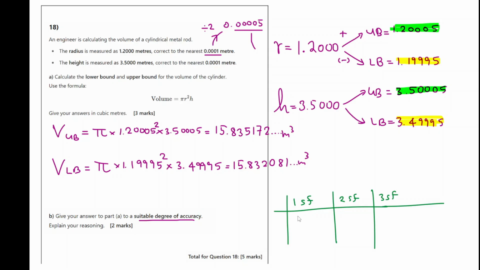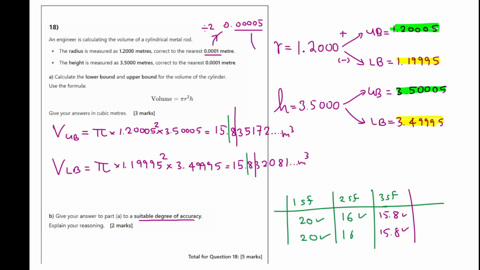Let's see. 15.8 to one significant figure is 20. 15.83 to one significant figure, that's also 20. So they both agree. Let's do two significant figures. That's 16. That is also 16. So they both agree. No problem. Let's go to three significant figures. 15.83. So the 3 is less than 5. So that's 15.8. 15.83. Same thing again. So they agree to three significant figures as well.